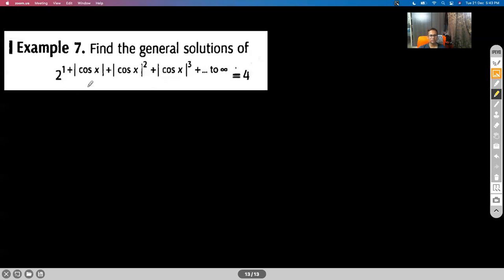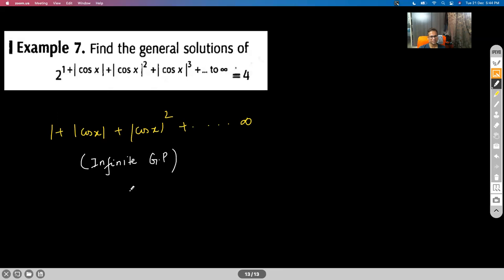See, first of all, on the numerator, if you see, the power is a geometric progression, correct? As you can see, it's an infinite geometric progression. Now remember, 2 to the power something is giving you 4. That means this 4 is actually 2 to the power of 2. That means this power is 2.